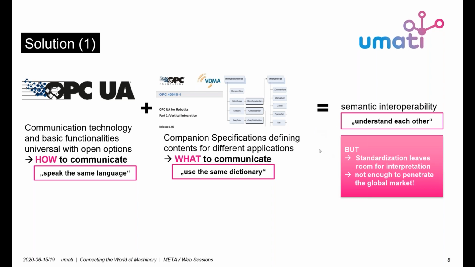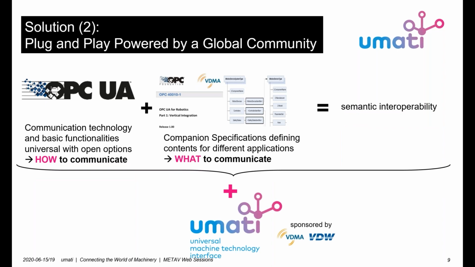And in the end, standardization is not enough to reach out to the global market and to the customers. So putting something on top of OPC UA is very important. And what we put on top here is Umati, the Universal Machine Technology Interface, at the moment sponsored by VDMA and VDW, which means it is open to participants from all around the world. But for the time being, somebody has to pick up the check and to organize things. And this is something we from the German industries do. But as you will see later, we have already integrated a whole lot of friends and partners from all around the world. Now, what is the value that Umati adds to this OPC UA interoperability?